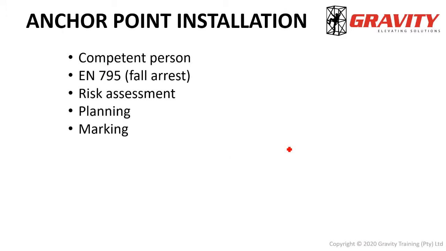Okay, so talking about anchor point installation, again referring to the 795 for full arrest and rope access, it has to be done by a competent person. It has to be done according to a standard. In South Africa and in Europe, we use EN 795, and of course, you have to have your risk assessment in place for the installation as well. How the guys get to the areas where they have to install their anchor points is most often quite a difficult job to plan for, seeing as you don't have the anchor points yet to make your job safe. So the risk assessment there becomes extremely important.